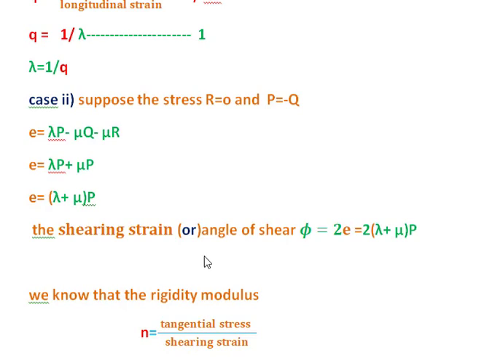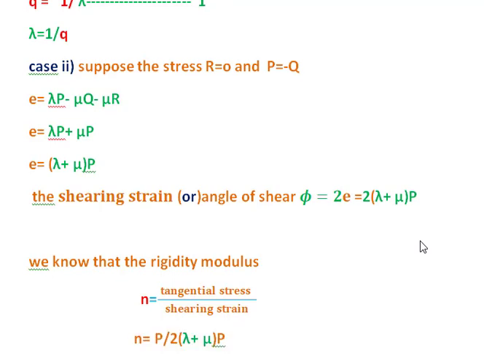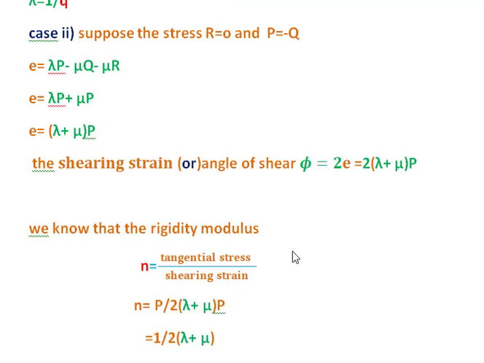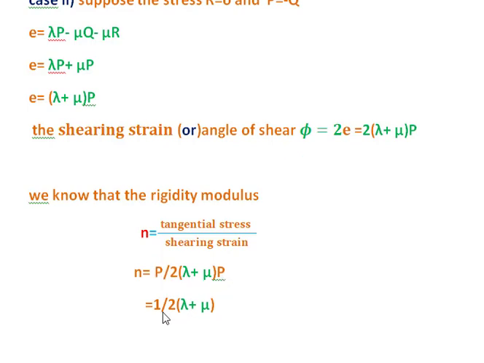We know that the shearing strain or the angle of shear phi is equal to 2e, which is equal to 2 into lambda plus mu into P. From this, we can calculate the rigidity modulus n equal to tangential stress by shearing strain. So on substituting these values, P is the stress, and so P gets cancelled. So n is equal to 1 by 2 into lambda plus mu.